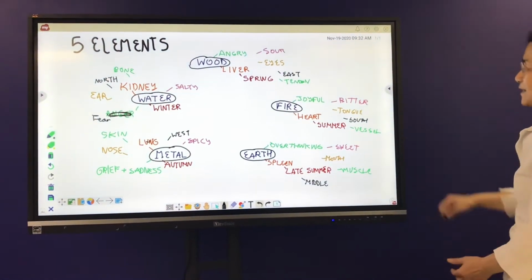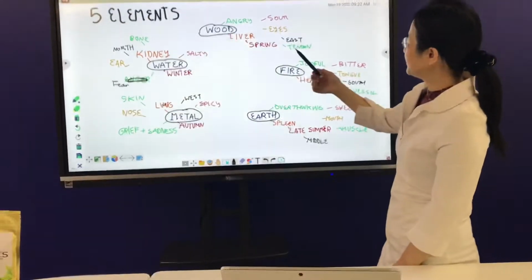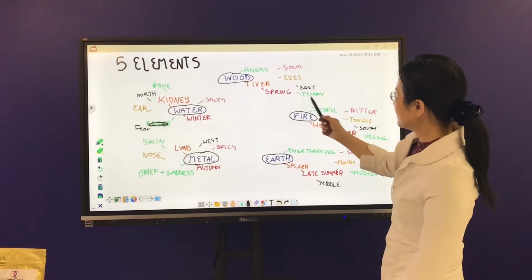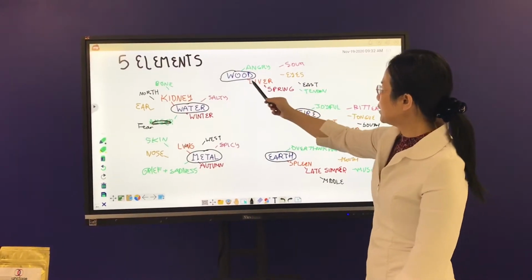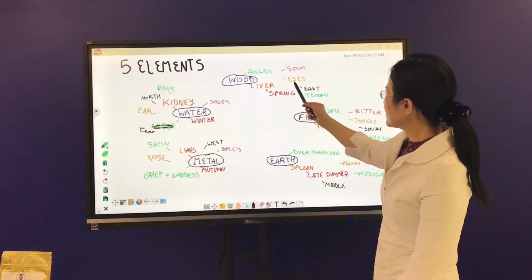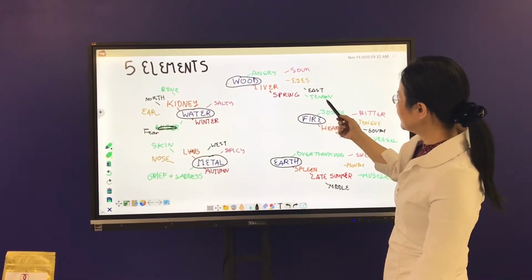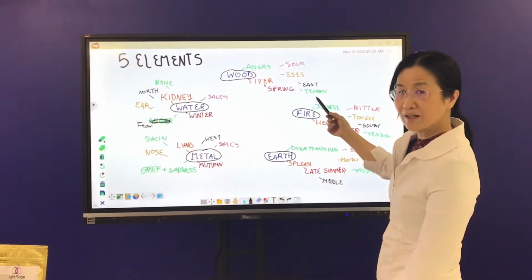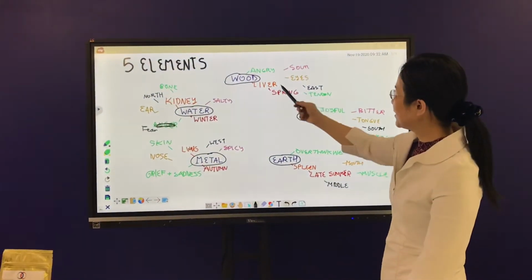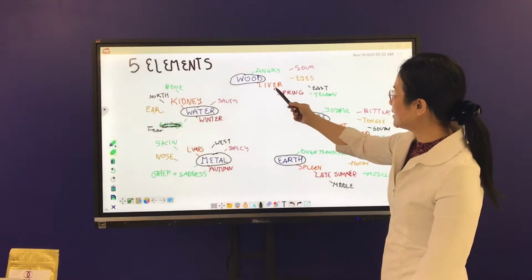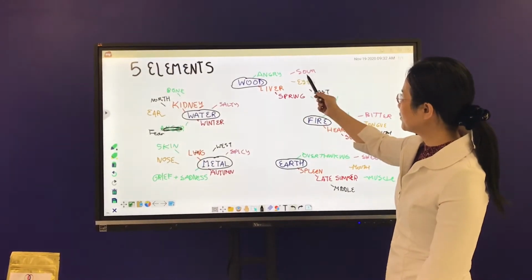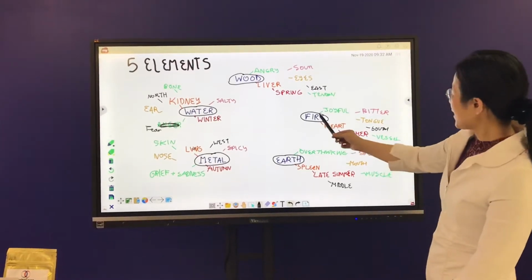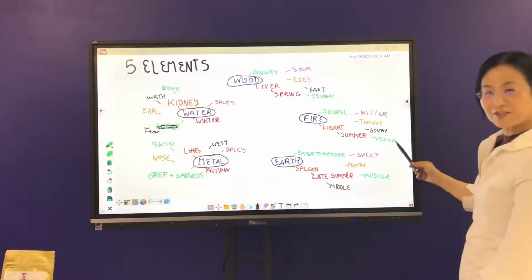So now, the last thing we'll talk about is our tissues, the body. So liver, wood, spring, all this is related to tendon. So if you have a tendon sprain in your feet, you should probably pay attention to the liver, and maybe eat more sour food, for example. And then fire is related to your vessels. So probably this is understandable.